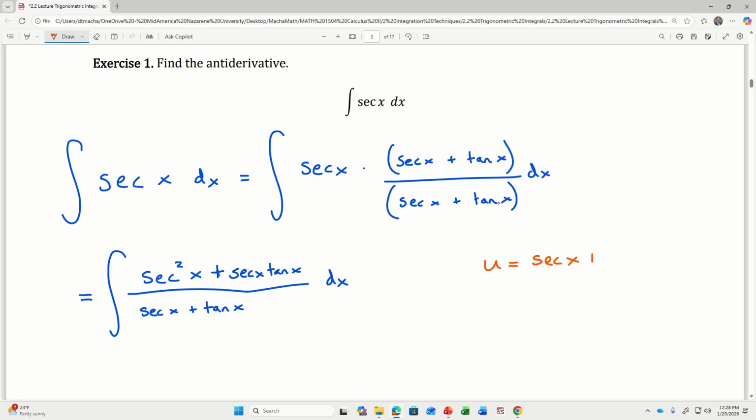The u choice here is going to be secant x plus tangent x. So that way the derivative of u with respect to x is going to be secant x tangent x plus secant squared x. And that is my entire numerator. So having made the u substitution, we're going to get the antiderivative of 1 over u du.